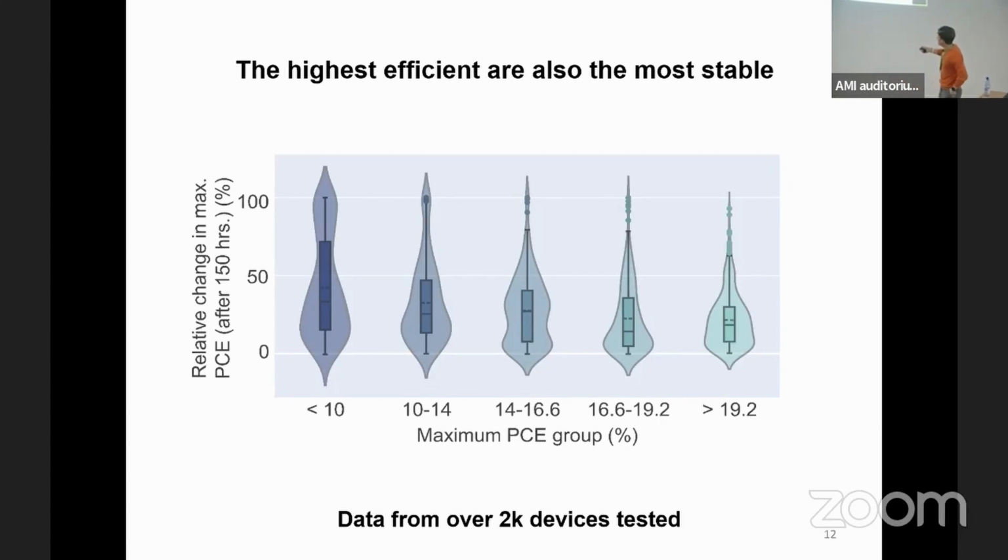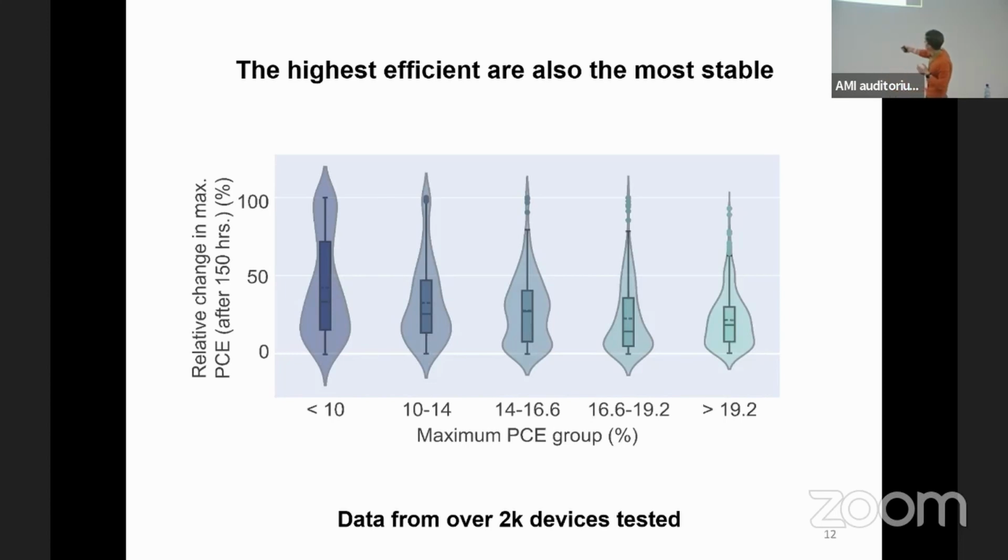So these are over 2,000 independent devices. We divided the data into 5 groups of efficiency. So they are the groups of devices with an efficiency below 10%, between 10 and 14, and so on, until all the devices with an efficiency above 19%. And then we plot this against the losses in efficiency after 150 hours. And this is what we got.